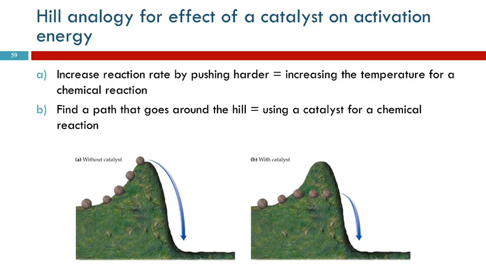So in this hill analogy, we can increase the reaction rate by pushing harder. That's essentially increasing the temperature in a chemical reaction. Or we can find a path that goes around that hill, and that's using a catalyst. It gives you an alternate pathway.